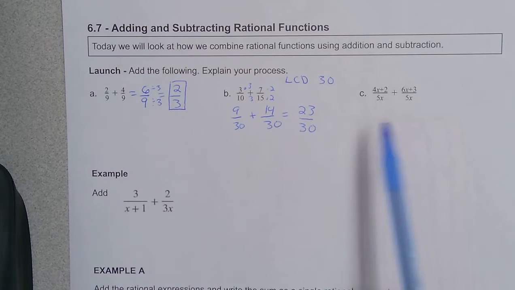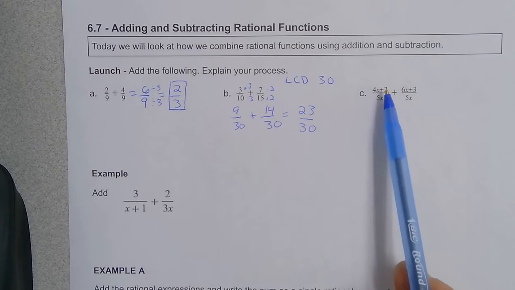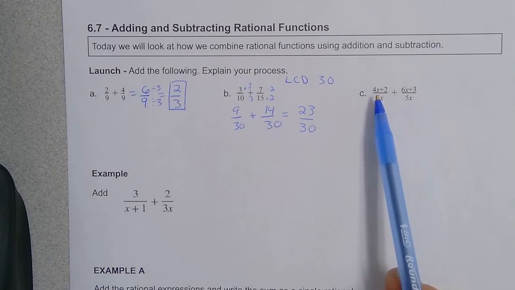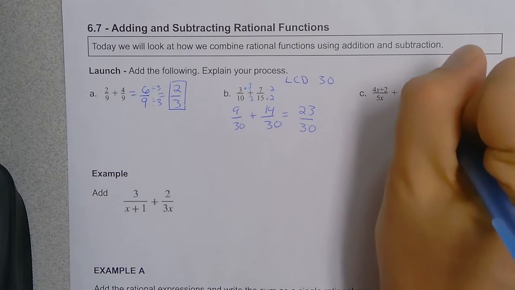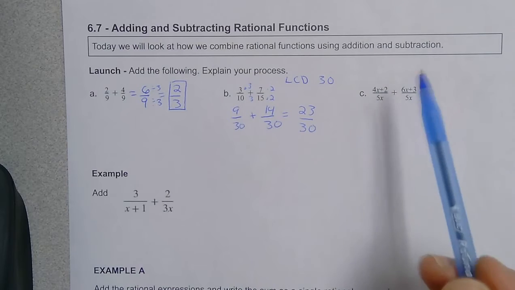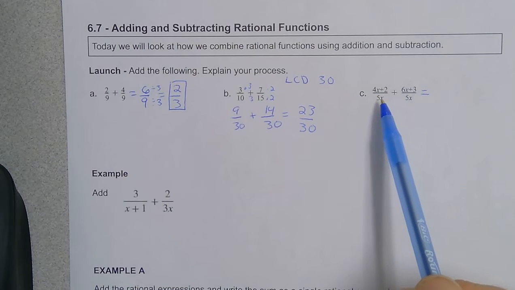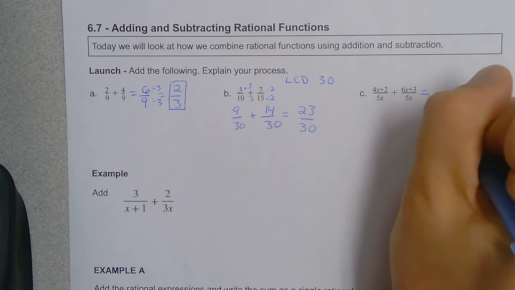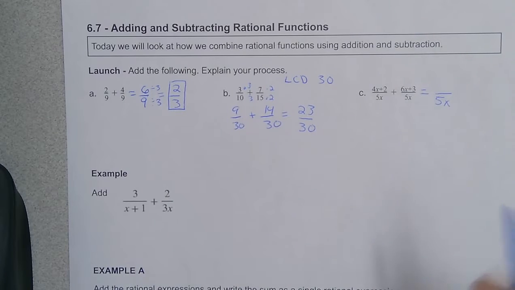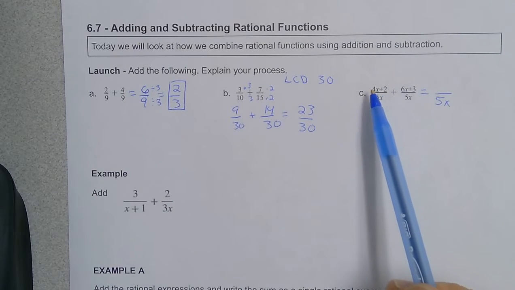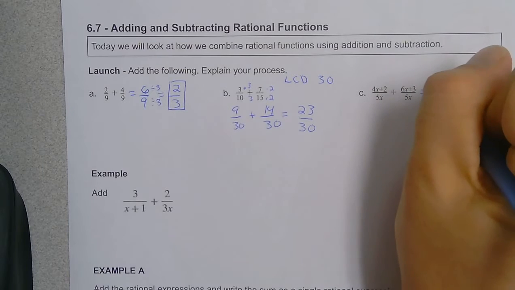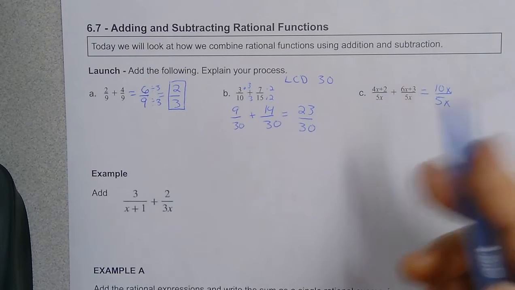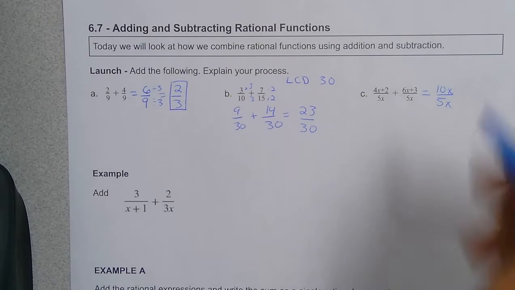And then lastly, if I'm adding (4x plus 2) over 5x plus (6x plus 3) over 5x, my denominator is going to be 5x. And then I'm just going to add the numerators. So if I add the x terms, 4x plus 6x, that gives me 10x. And then add the constant terms, 2 plus 3 gives me 5.